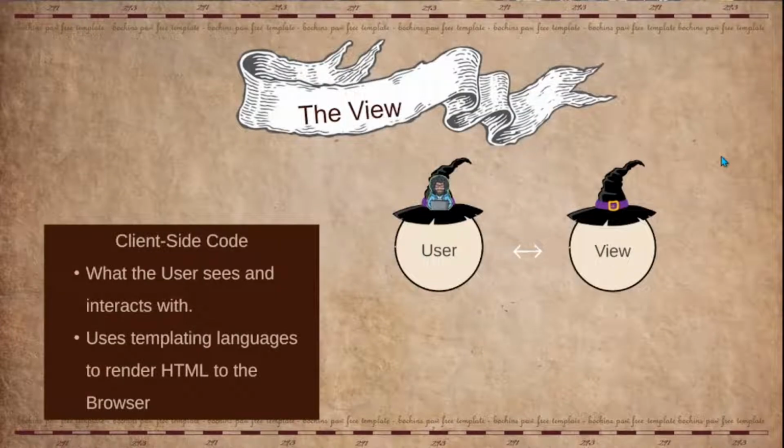We'll start with the view. This is what we've known so far as client side. It is what the user sees and interacts with. The view takes in requests from the user and receives commands from the controller.